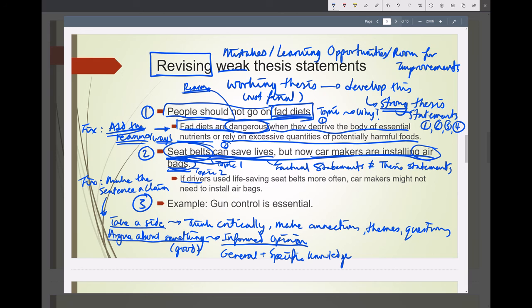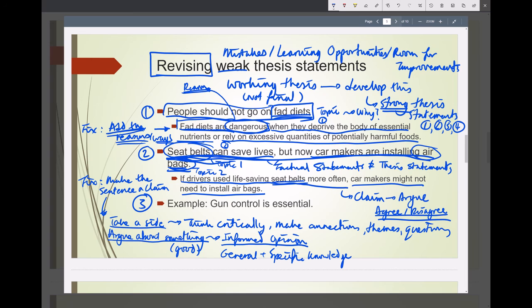But anyway, here's the claim. And the person would have to defend this, and you can disagree with this. If drivers use seatbelts more often, then car makers might not need to install airbags. So here we have a very clear claim which the writer can argue about, and you as the reader can agree or disagree with this. And that's something very important for a thesis statement. It has to be a sentence that you can agree or disagree with based on evidence.